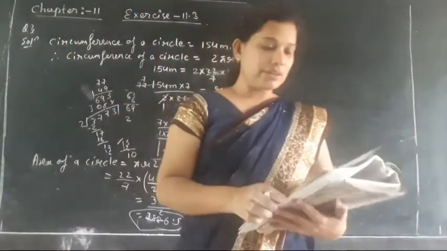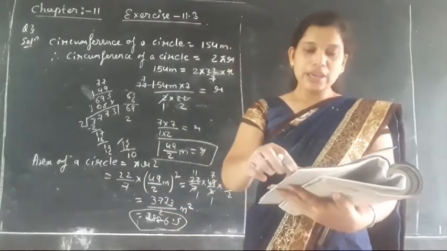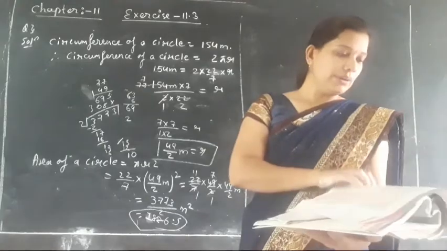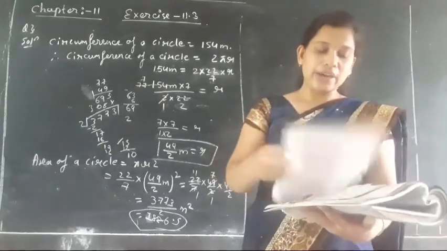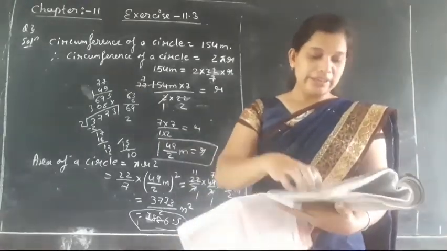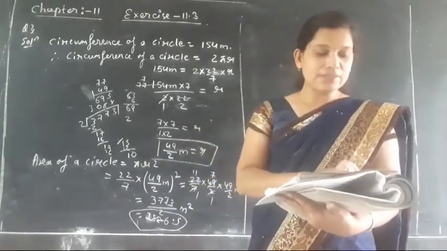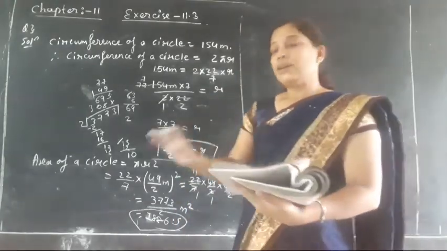Clear to everyone? So next question we are having, question number 4. As you know, in the question here it is said that we have to find the radius, isn't it? In the question we have to find the radius as well as the area.